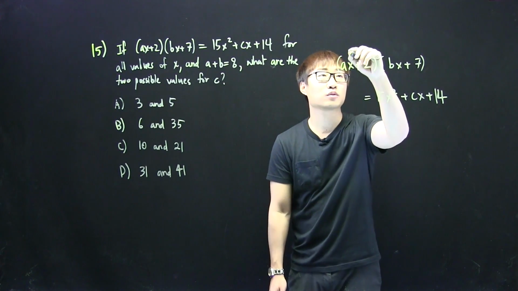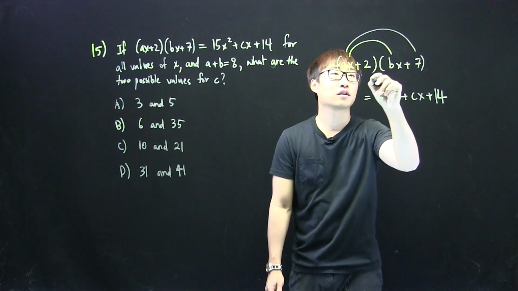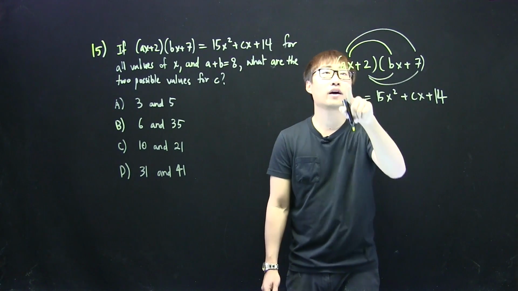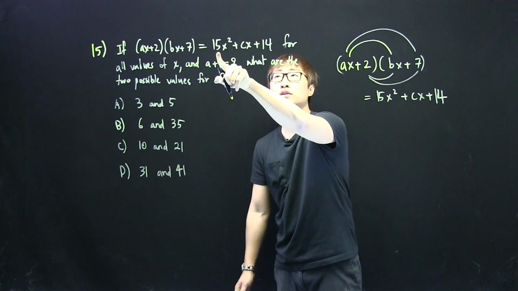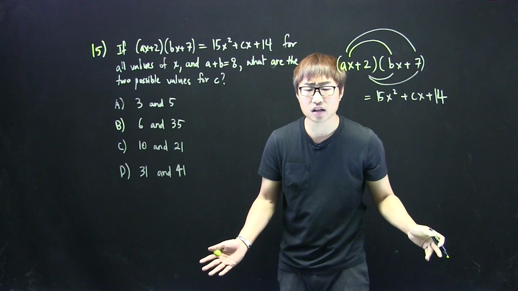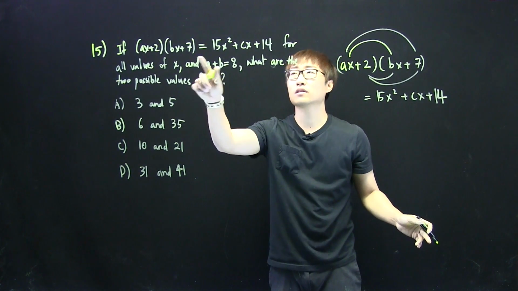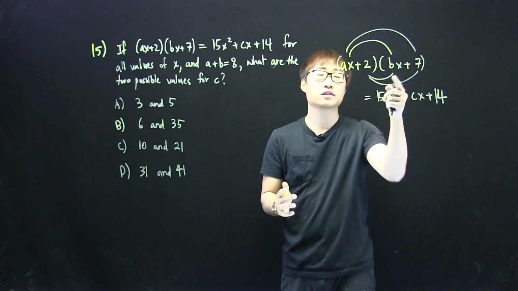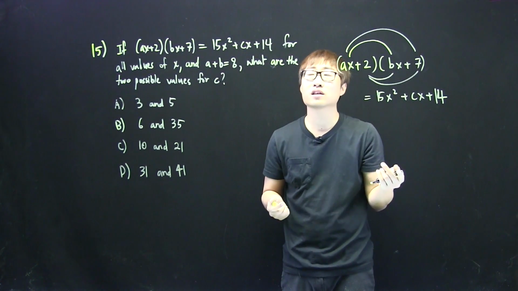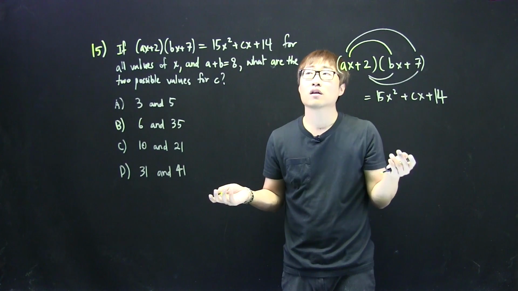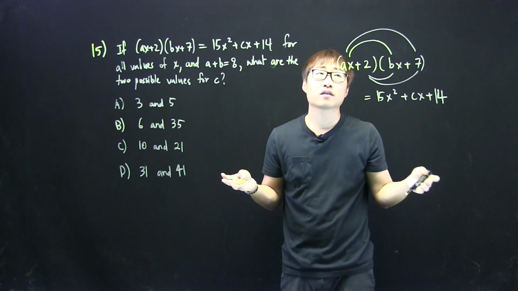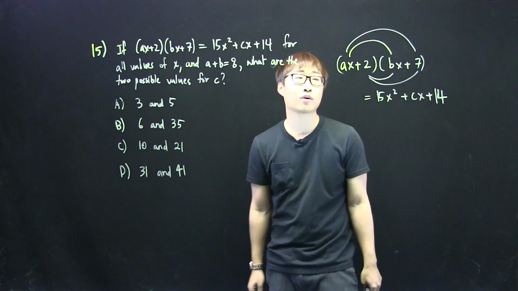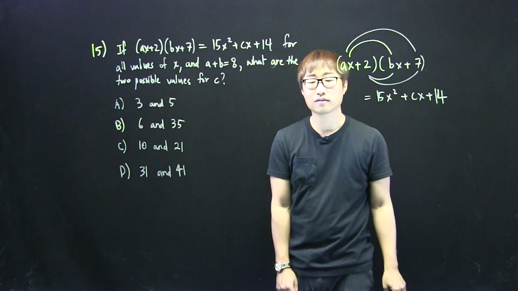AX times BX, the whole foiling process, right? When I do the whole foiling thing, well, AX times BX will give me the first term. I mean, what gives me 15? 1 and 7? If, say, A and B are 1 and 7, 1 times 7 will give me 7. 2 and 6, that'll give me 12. 3 and 5, that'll give me 15. Bam, there we go. A and B are 3 and 5.